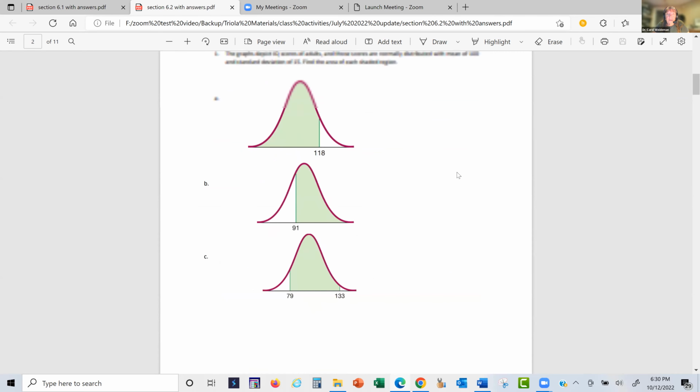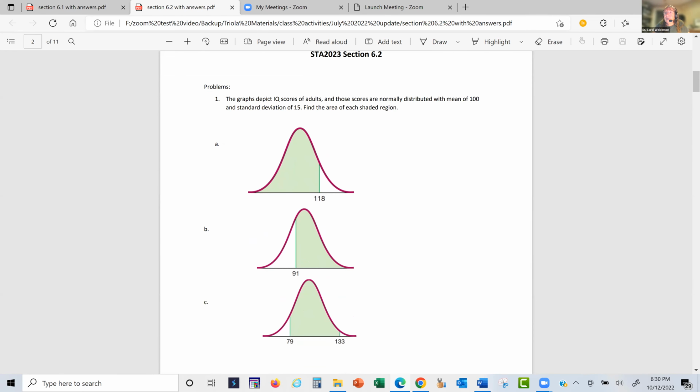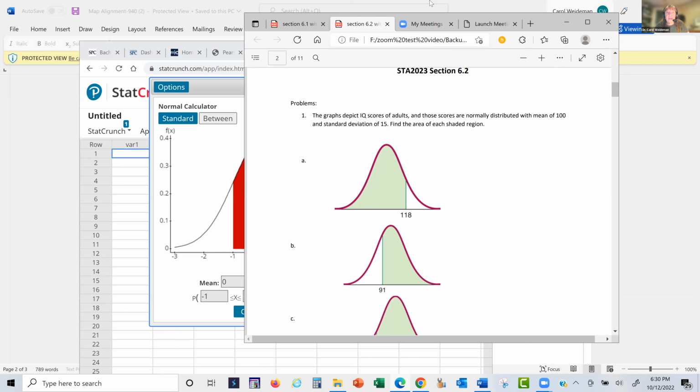Here we go. All right, so the problem looks very similar to what we just did before, but now the difference is we don't have a mean of 0 and a standard deviation of 1. We have some other kind of mean. So this time we're working with IQ scores, and the IQ scores are normally distributed with a mean of 100 and a standard deviation of 15.